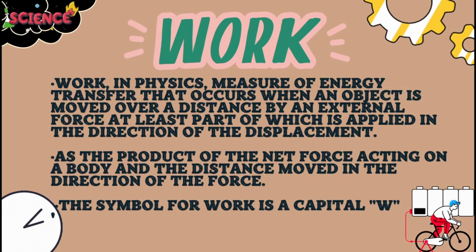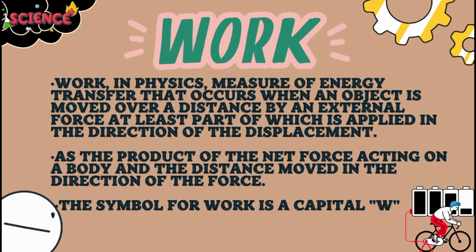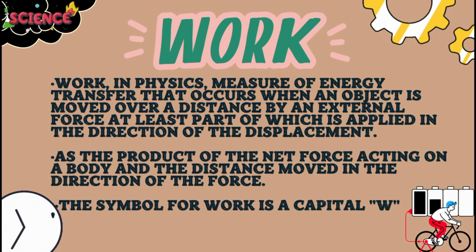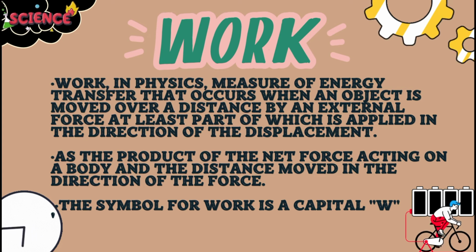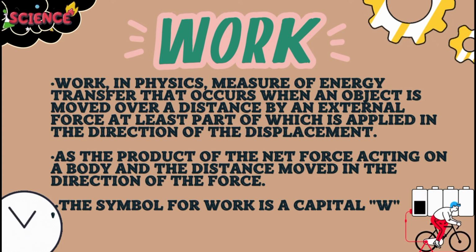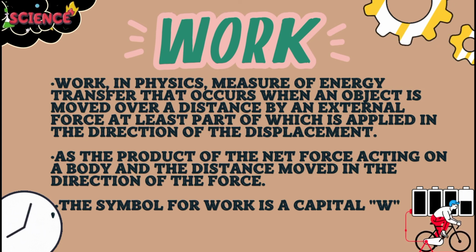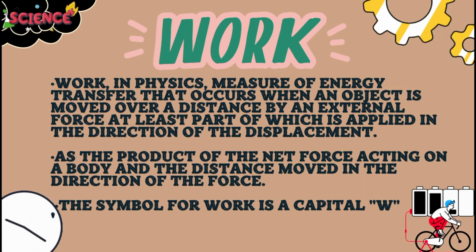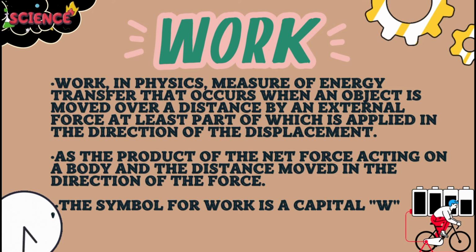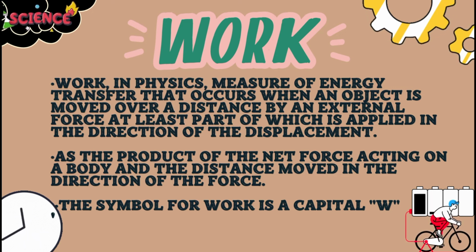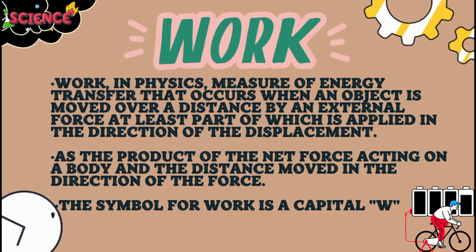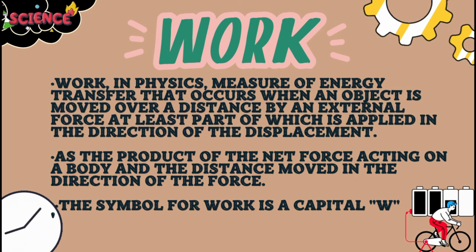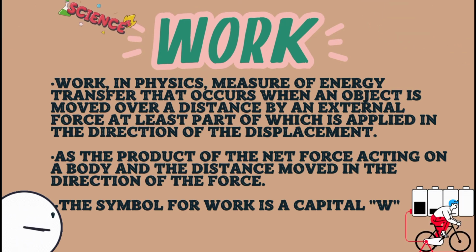Basically, work in physics is a measure of energy transfer that occurs when an object is moved over a distance by an external force, at least part of which is applied in the direction of the displacement. In other words, it is the product of the net force acting on a body and the distance moved in the direction of the force. And always remember that the symbol for work is a capital W.